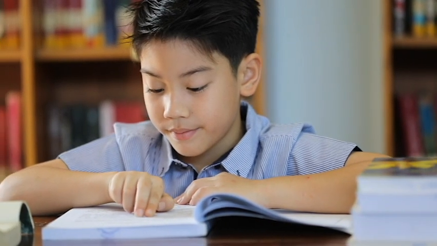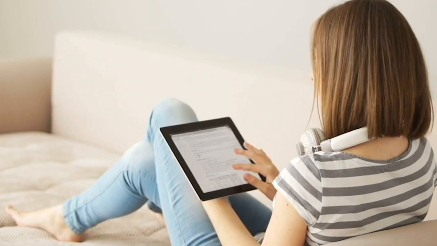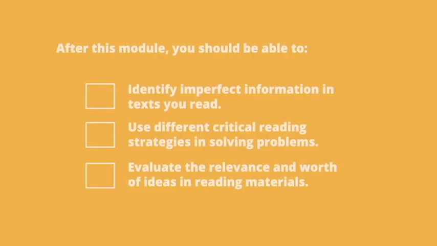In this lesson, we are going to learn some ways of getting the most out of your reading para masulit at magamit natin ang mga ating binabasa. We will help you develop the basic skills in critical reading, which will then help you become a more critical reader. After this module, you should be able to identify imperfect information in text you read, use different critical reading strategies in solving problems, and evaluate the relevance and worth of ideas in reading materials.